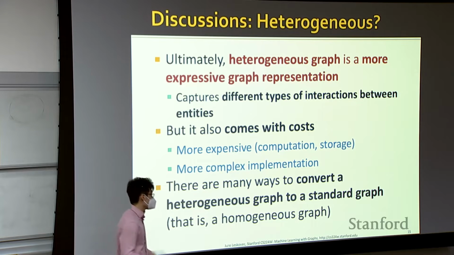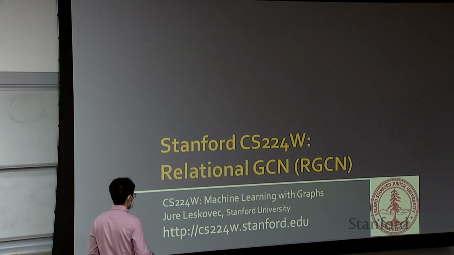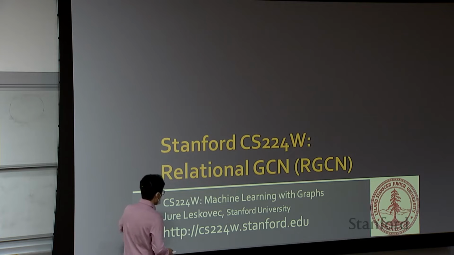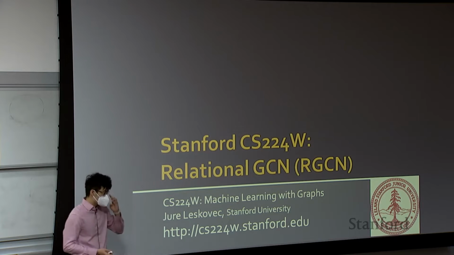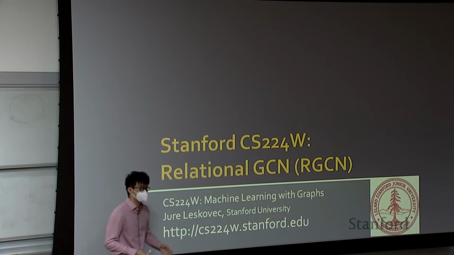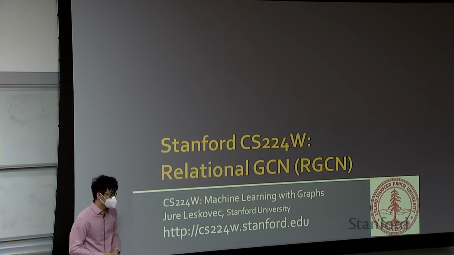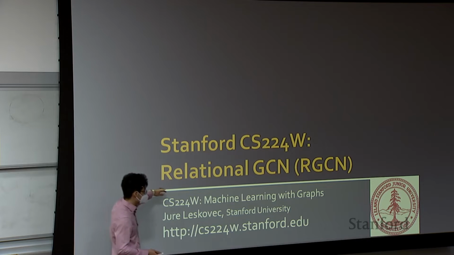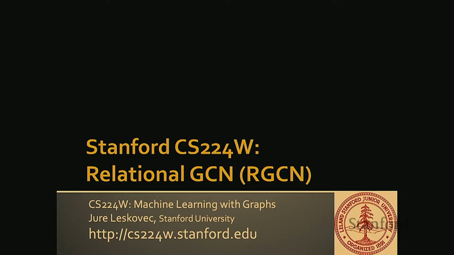Okay, so now we have motivated the idea of heterogeneous graphs. Next, we're going to introduce the machine learning model that can learn from heterogeneous graphs. Particularly, we will talk about relational GCN as the first and most widely used method to learn from heterogeneous graphs.